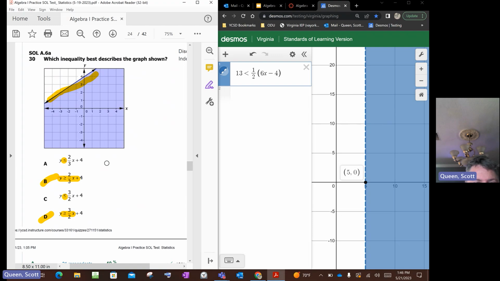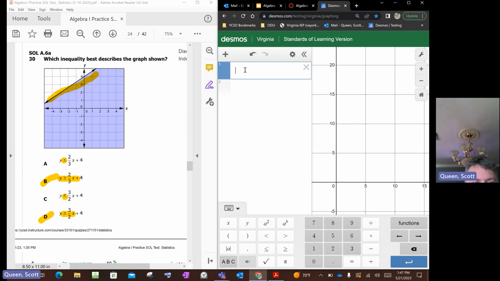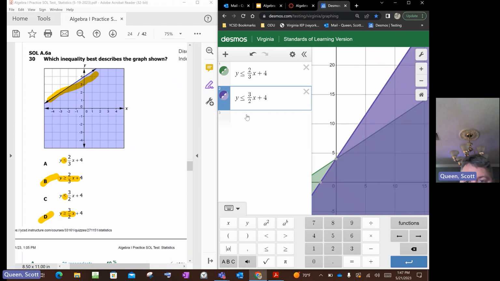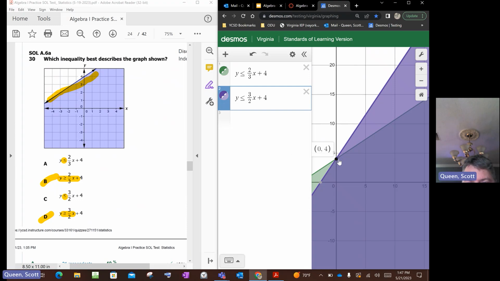Now, I can figure this out if I want, but let's put it in trusty old Desmos. All right, let's go with A first. Y is less than or equal to 2 over 3 x plus 4. All right, that's pretty clear. Let's do the next one anyway. All right, the other option was C, which is y is less than or equal to 3 over 2 x plus 4. All right, so we need to look carefully now. Both of those cross right there at 4 on the y-axis.